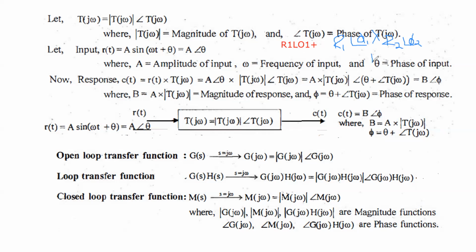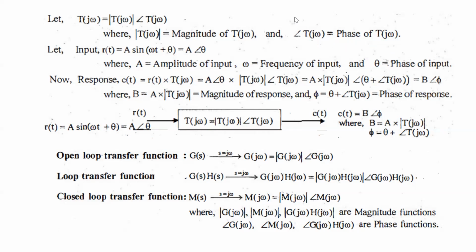Now how do we add these? It becomes R1 into R2, this is R1 into R2. Then how do we add the angles? The angle will be theta 1 plus or minus theta 2, depending on the case. So here also A and the magnitude of T are multiplied, whereas the angles are added. The angle component will be added.